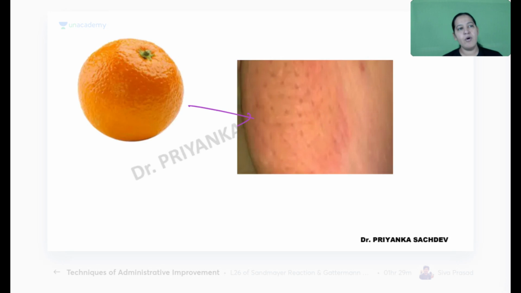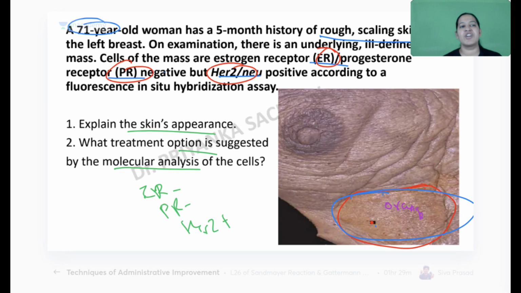So why peau d'orange? The skin is becoming this orange color skin here. Why? What is the reason for this orange color skin here? Why does the skin become orange color? What is the reason? Because there is underlying malignancy now.